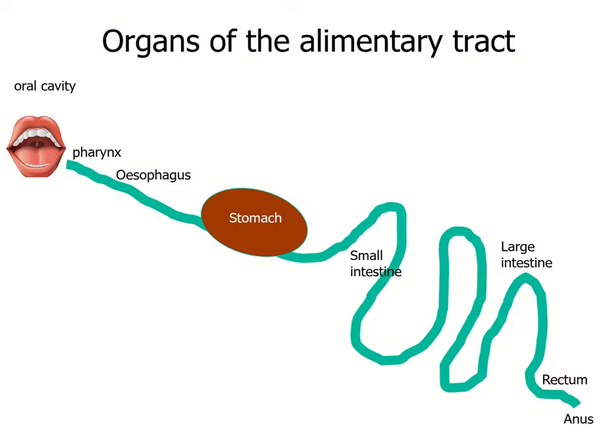Inside the stomach, food is mixed very well and digested, and the digestion continues into the small intestine, where most of the nutrients in the digested food get absorbed. The small intestine has 3 parts: the duodenum, jejunum, and the ileum. From the small intestine, food enters the large intestine.